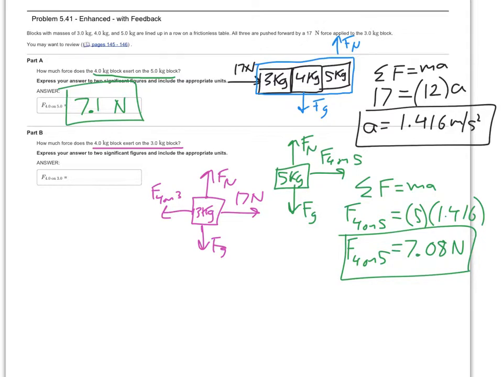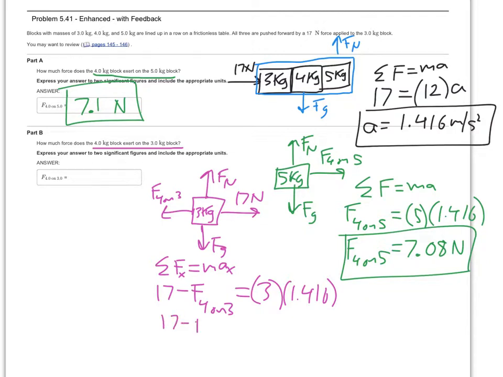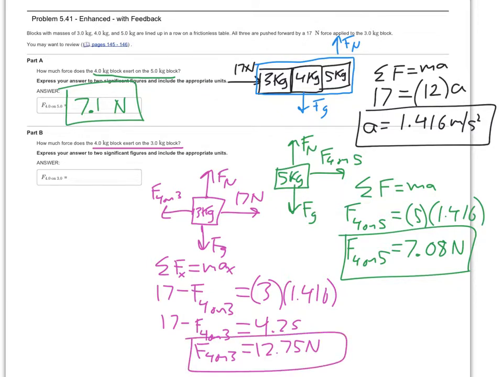Okay, so we have the force, the 17, and the force of the 4 back on the 3. So I can go ahead and set up my F equals ma in the x direction here. So it's going to end up being 17 minus the force of the 4 on the 3 is equal to 3 times my acceleration. And so I end up getting 17 minus that force of 4 on 3 is equal to 4.25. So the force of the 4 on the 3 is going to be 12.75 newtons. Rounding that to 2 sig figs, it just becomes 13 newtons.